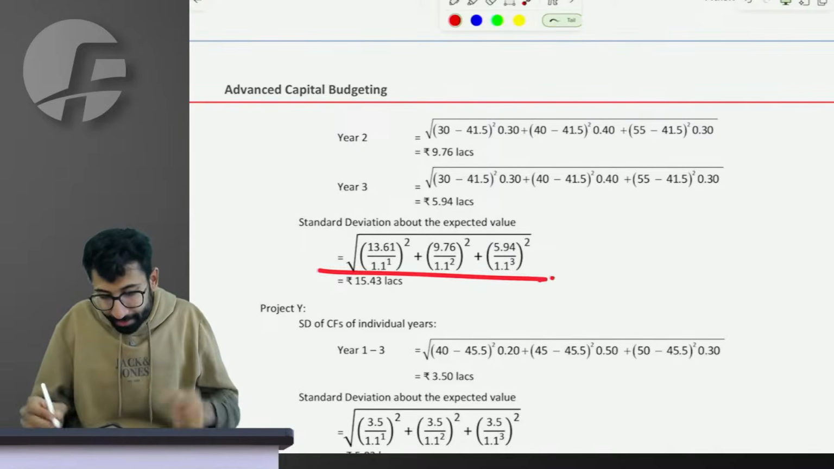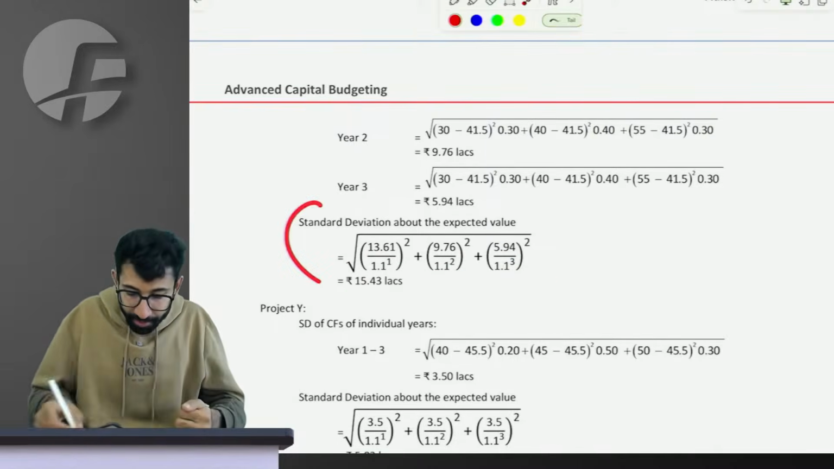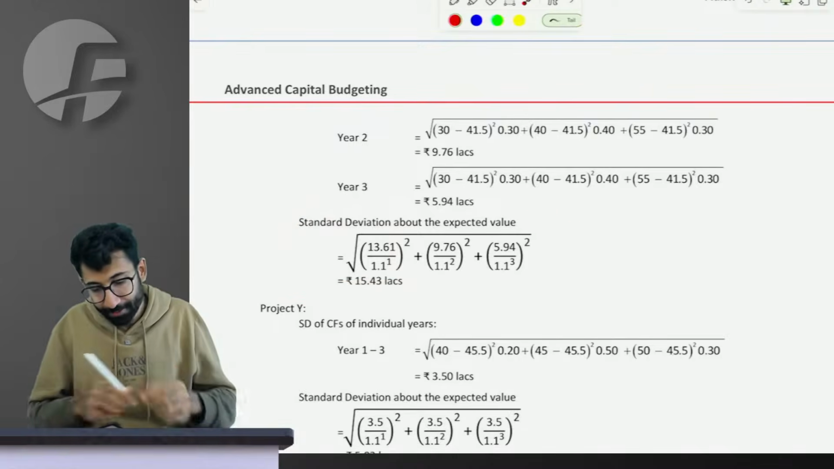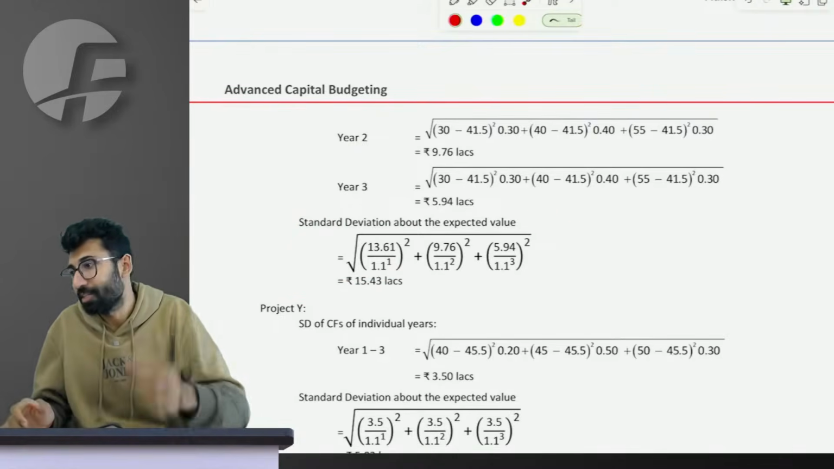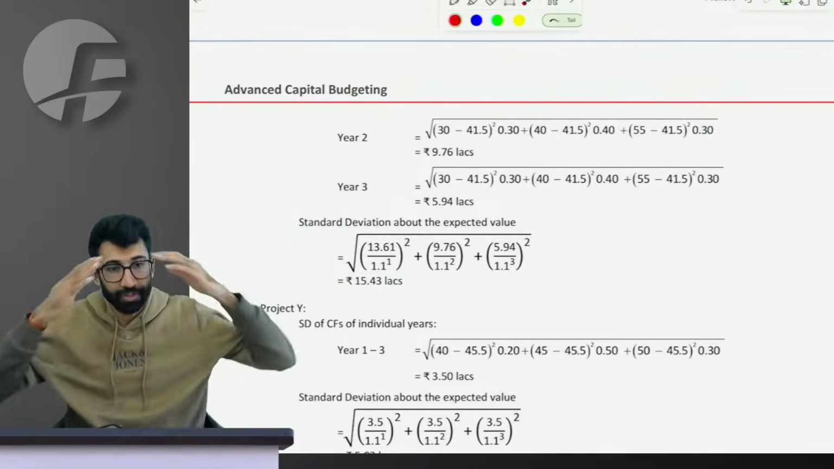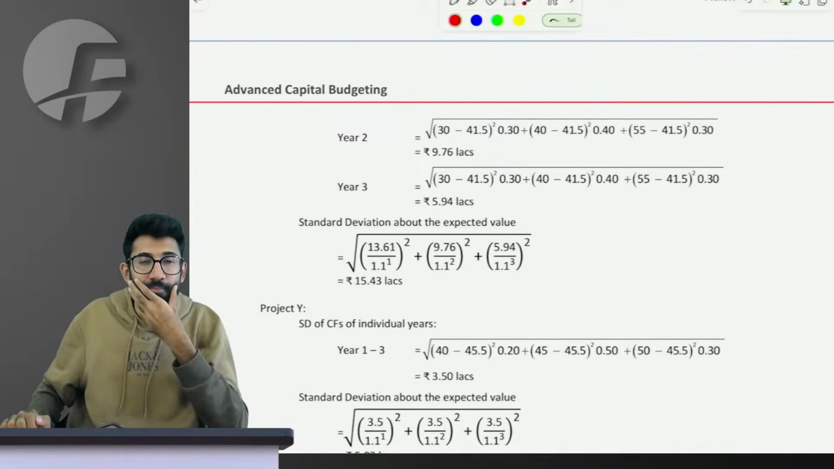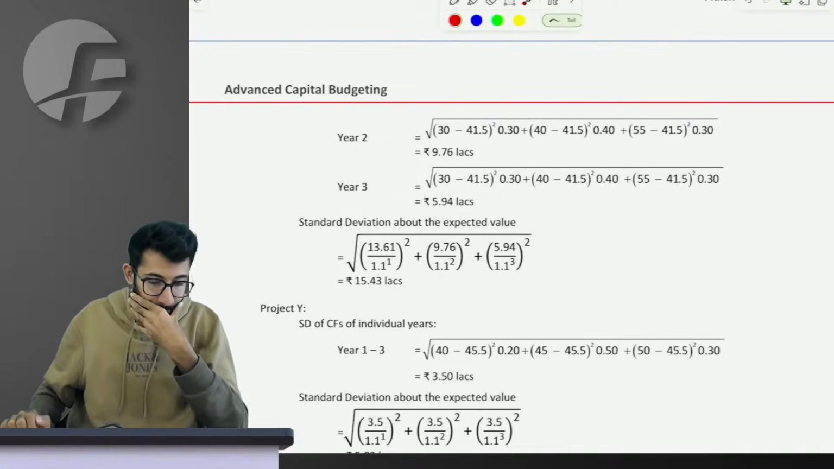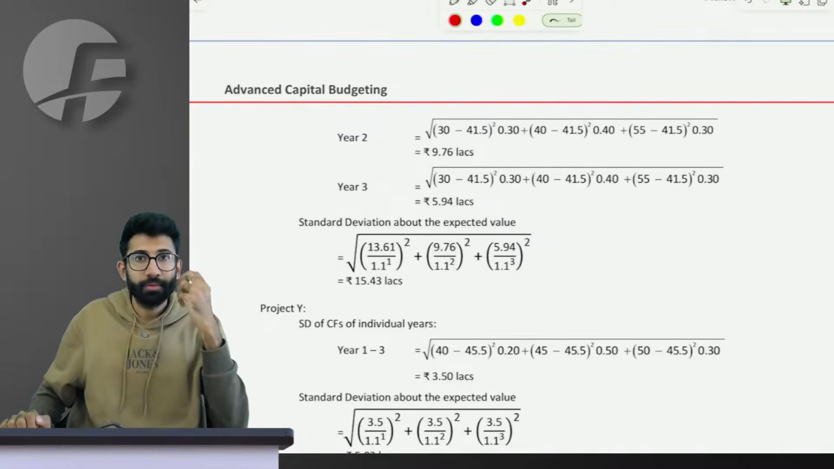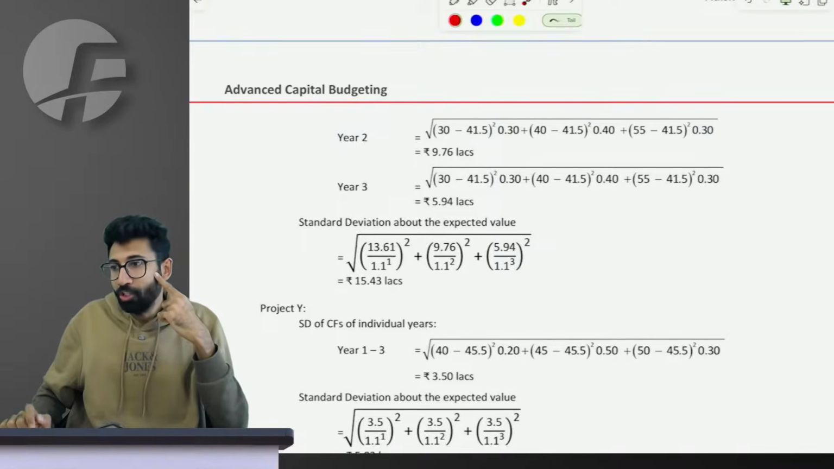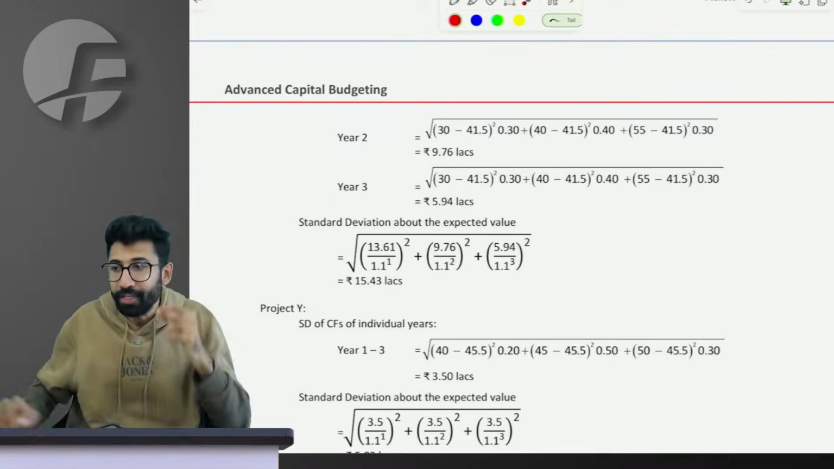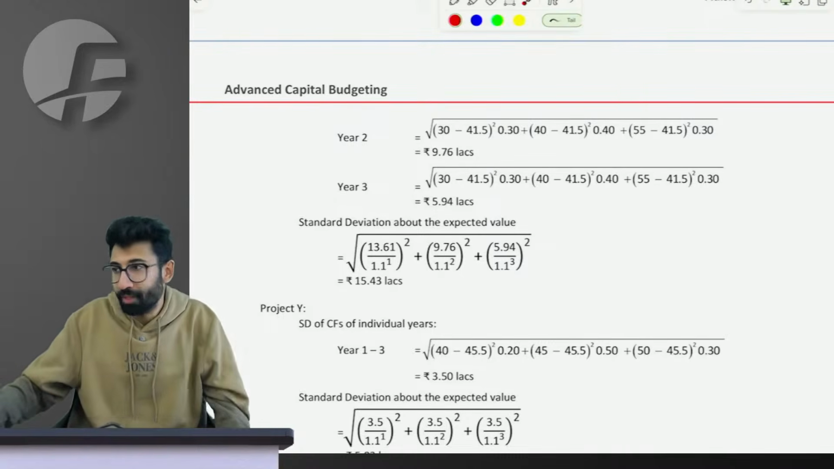Please solve it in the class right now and give me the answer of how much is the standard deviation of the NPV of project X. Super fast, everyone in the class waiting for your answers. Come on. Come on, come on, come on. All the live people, all the recorded people, let's see what's going on. Come on.